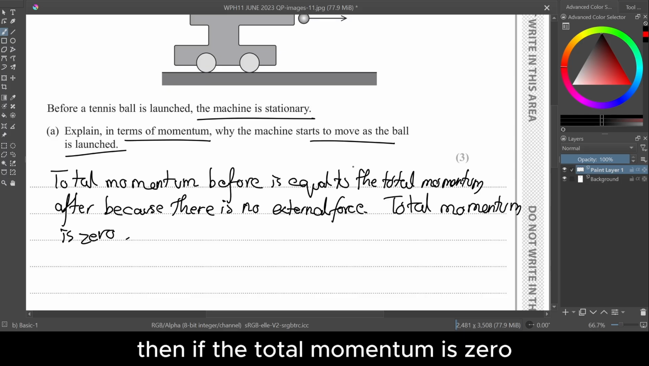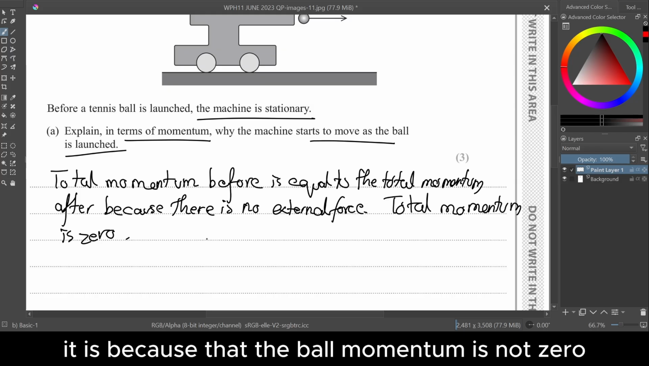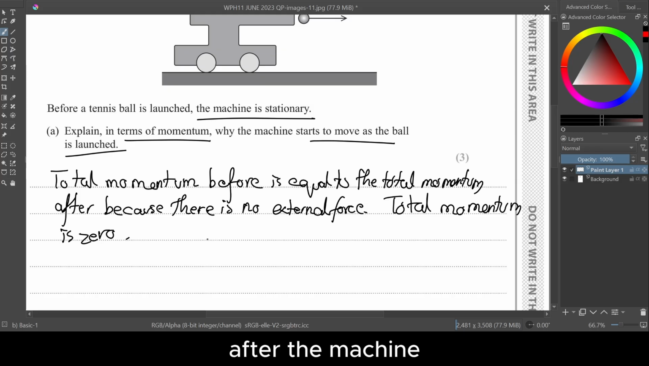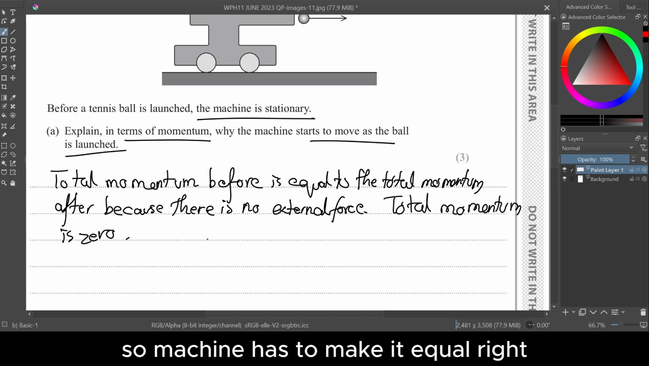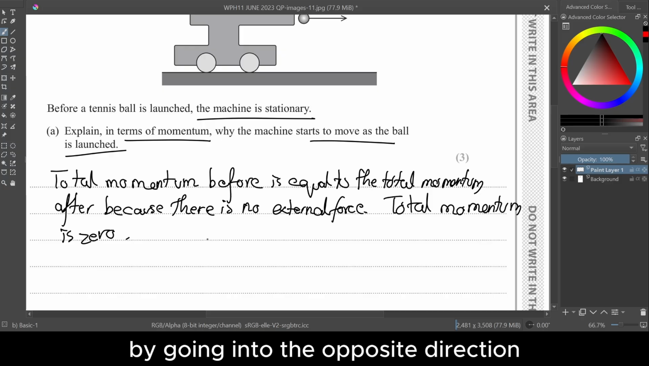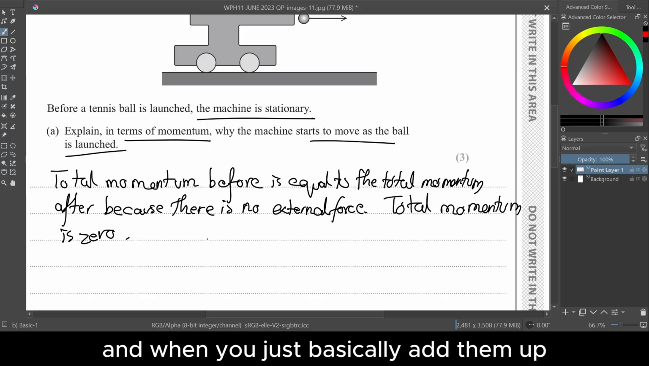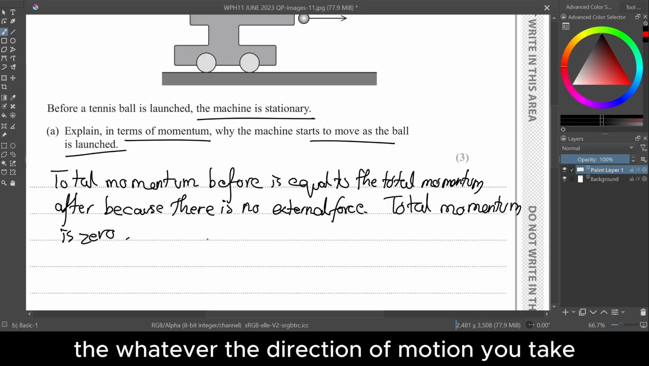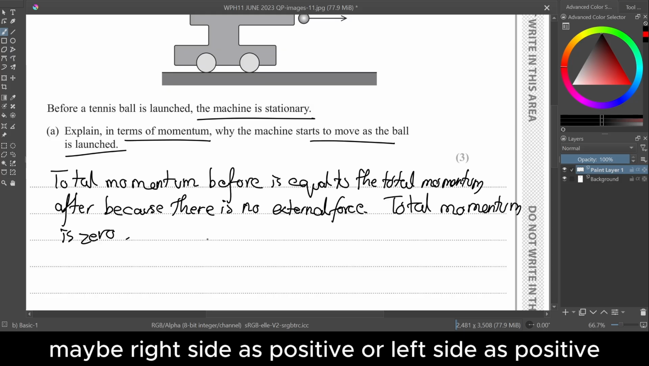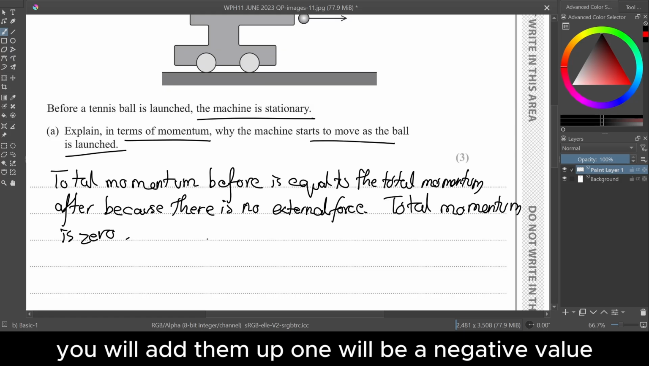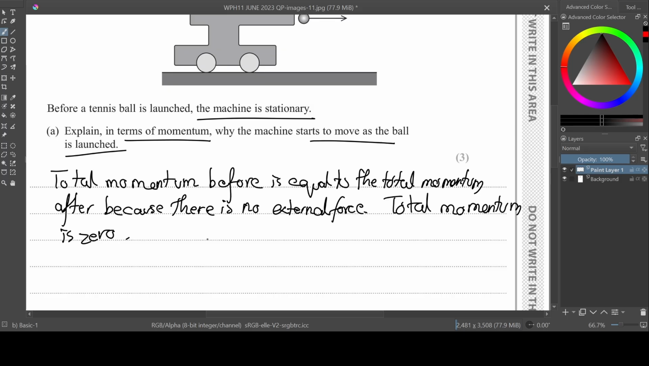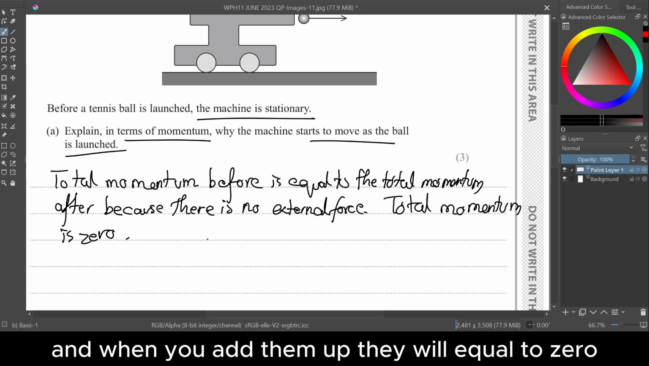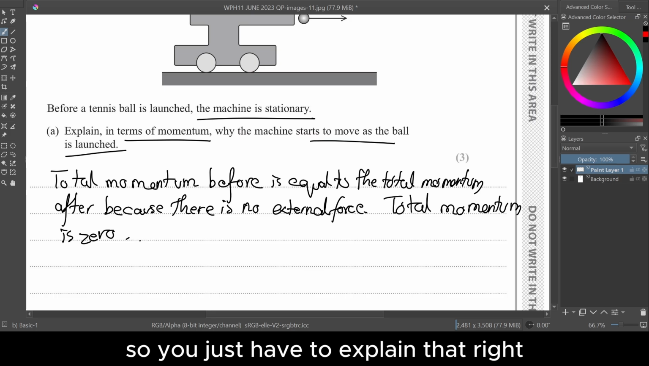So now the thing they ask us is, why does the machine start moving then? If the total momentum is zero, it is because the ball's momentum is not zero after the machine launches it. It has momentum, so the machine has to make it equal, right? By going in the opposite direction to the ball's direction. When you add them up, whatever direction of motion you take, maybe right side as positive or left side as positive, one will be a negative value, one will be a positive value, right? And when you add them up, they will equal zero. So you just have to explain that, right?